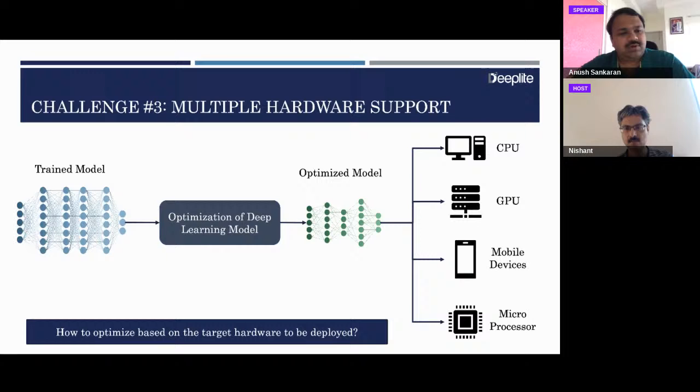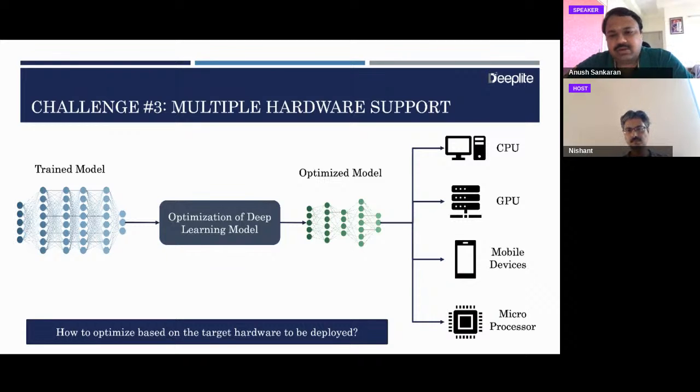What we need to try to do is that when we are trying to optimize the deep learning model, we need to make sure that the optimized deep learning model or the smaller model is compatible with multiple architectures, right? If I want to put this model in a GPU, I should be able to put it. If I want to put it in a CPU, I should be able to put it. If I want to take that model and put it in an FPGA, I should still be able to put it. So that is also one very important problem.